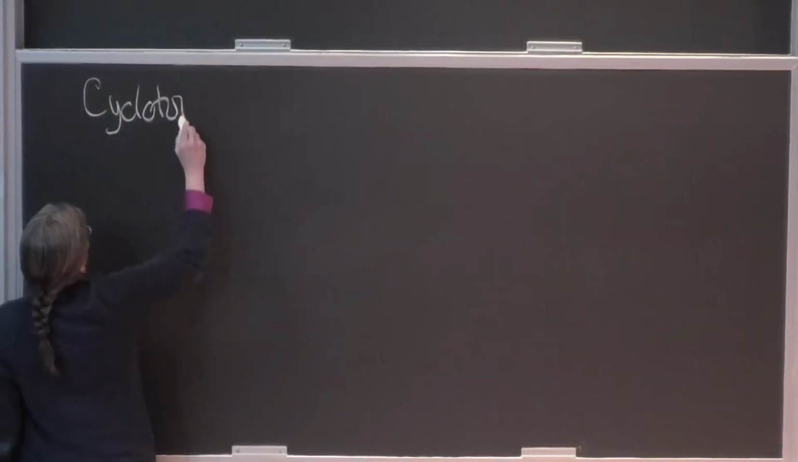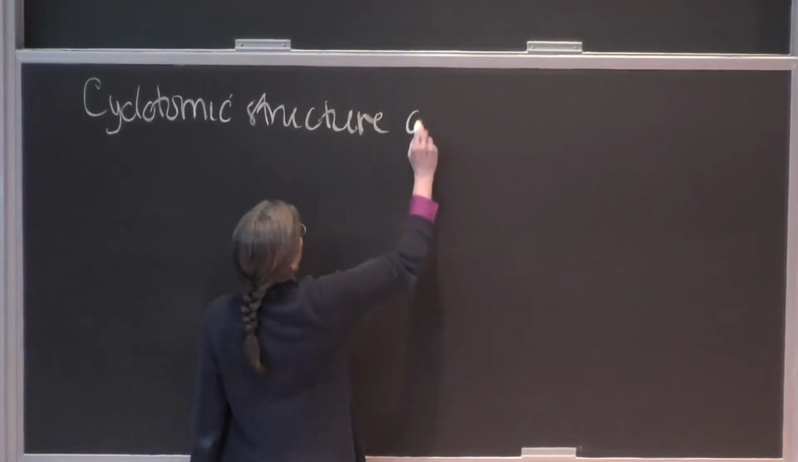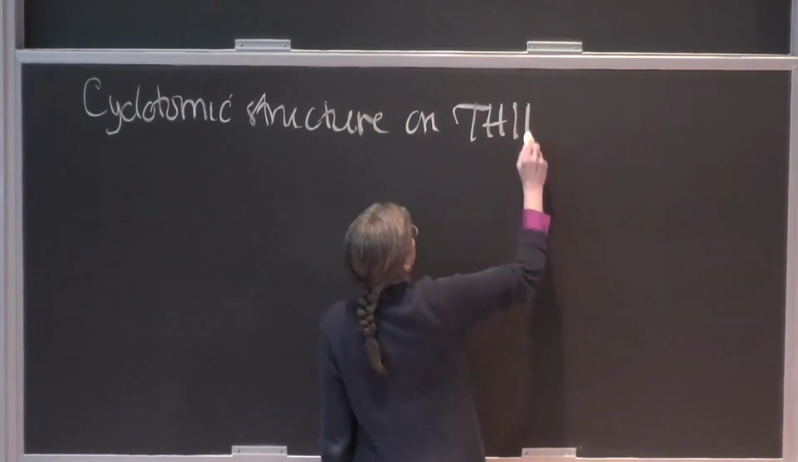So once you have a cyclotomic structure, you can define topological cyclic homology. So the last thing I want to say in this brave new algebra context, before getting to the infinity category things, is something about cyclotomic structure on THH.